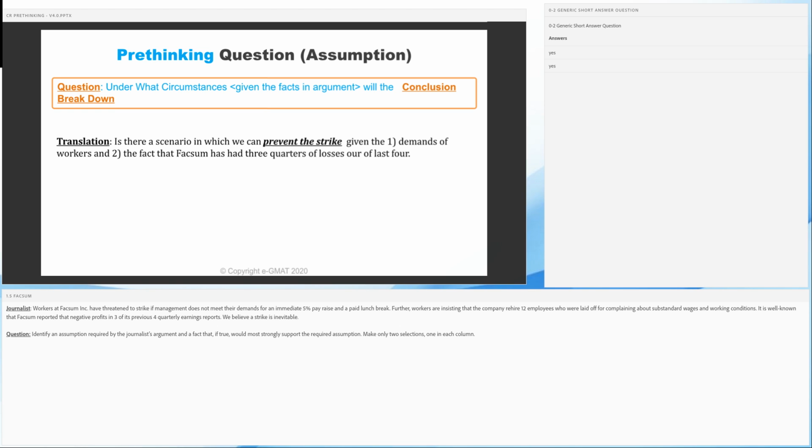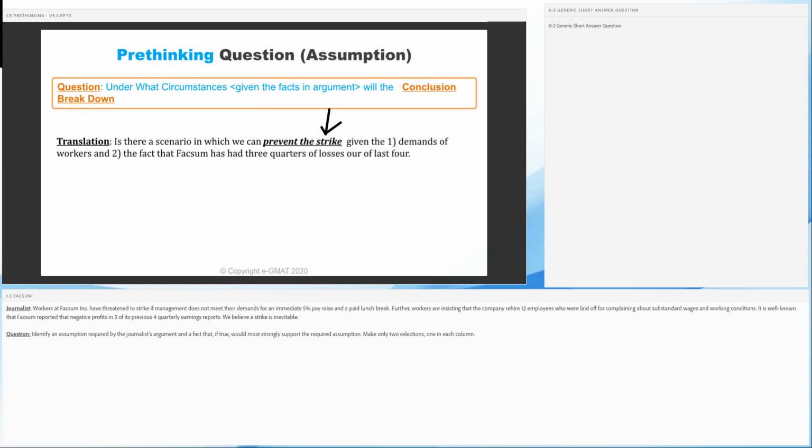Translation means, what's the conclusion breakdown scenario? Is there a scenario in which we can prevent the strike? Why? Because the conclusion says the strike's inevitable. So the breakdown condition is that we can prevent the strike, given the fact that we know the demands of workers, given that Faxum has a ton of losses over the last 1 year.